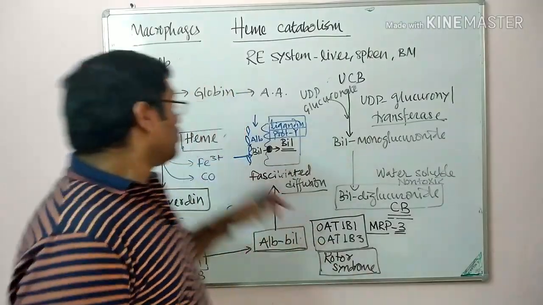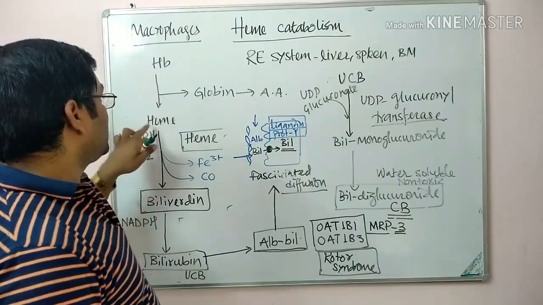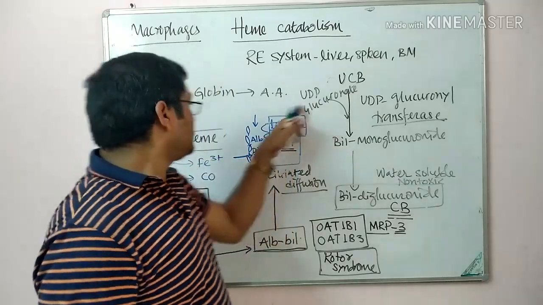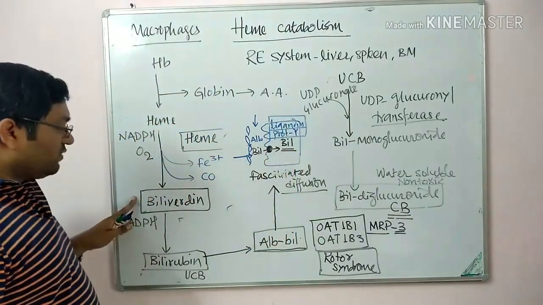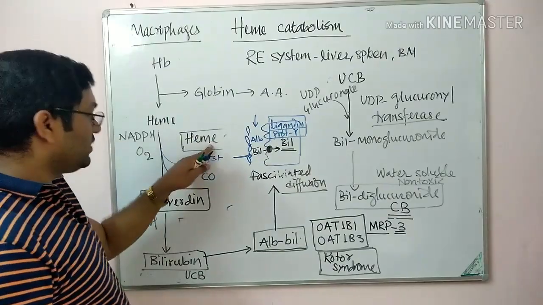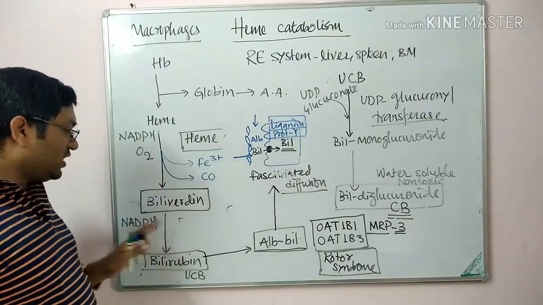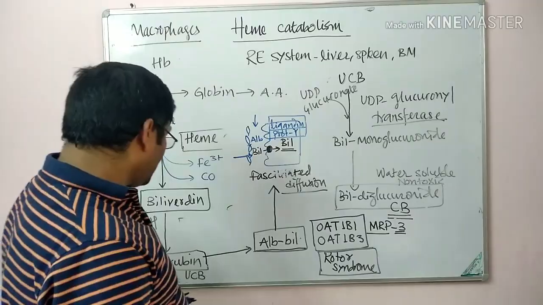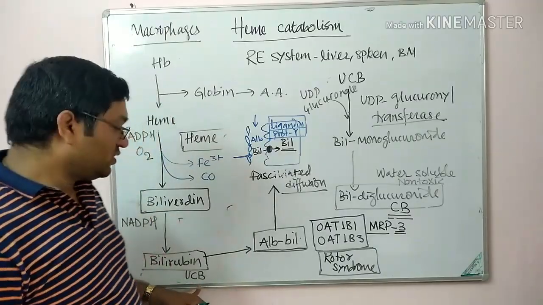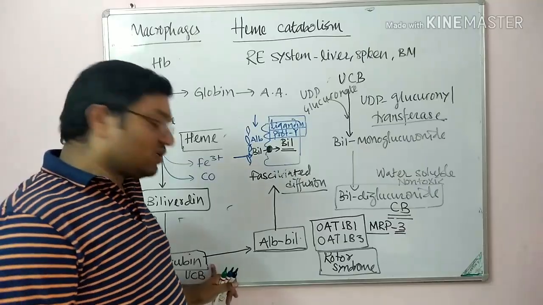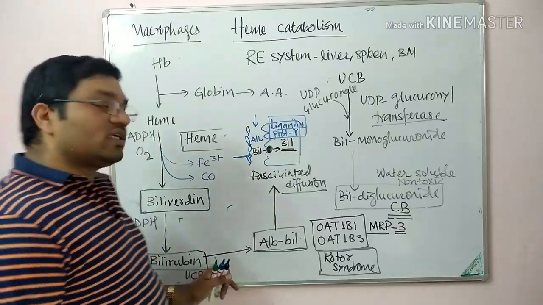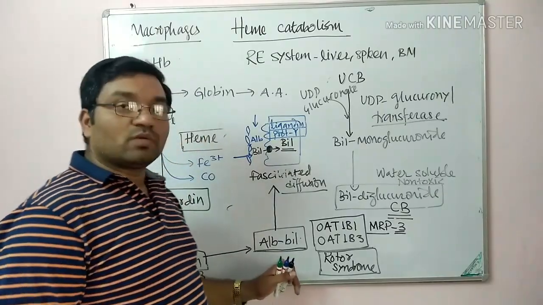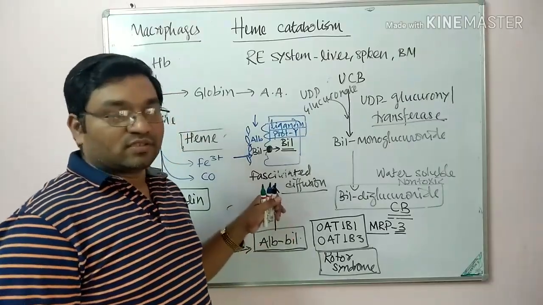Now starting with the hemoglobin, it is converted into heme and globin. Globin is converted into individual amino acids and reutilized, while heme is converted into biliverdin with the help of NADPH dependent heme oxygenase, and with the help of NADPH dependent biliverdin reductase, it is converted into bilirubin. This one is the yellow colored pigment, also known as unconjugated bilirubin. As it is insoluble in water and a toxic compound, it gets attached to the albumin and is transported through the blood into the hepatocytes.